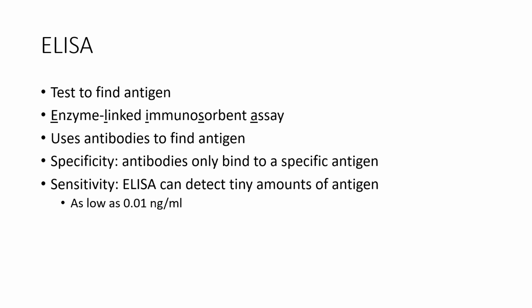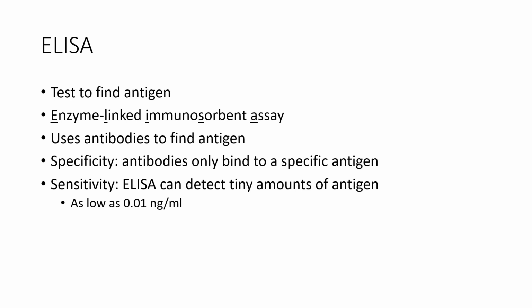So we're going to do an ELISA. And if we did this in lab, it actually doesn't take very long at all. An ELISA is a test that utilizes not one but two sets of antibodies. It is a test to find an antigen, and ELISA is an acronym for enzyme-linked immunosorbent assay. So the immuno portion of the ELISA is because it uses antibodies to find antigen.